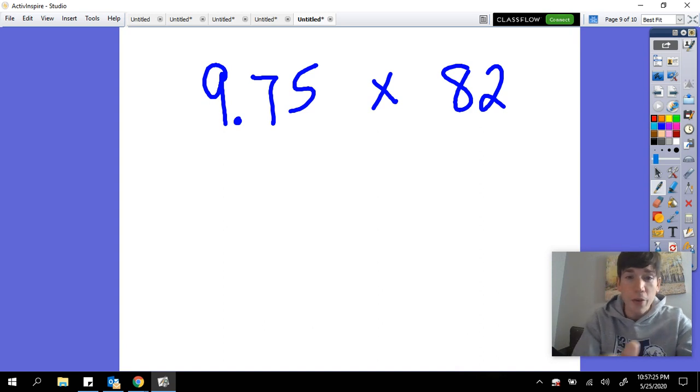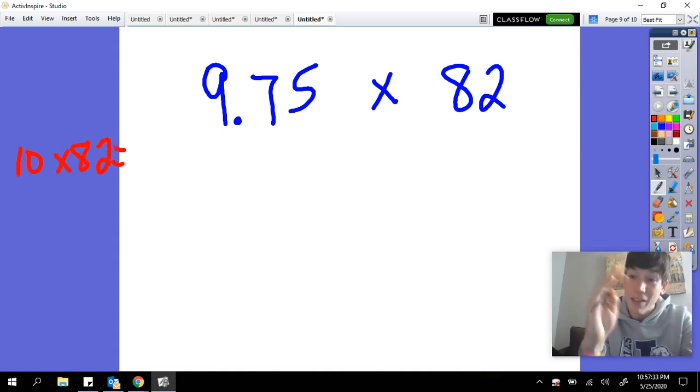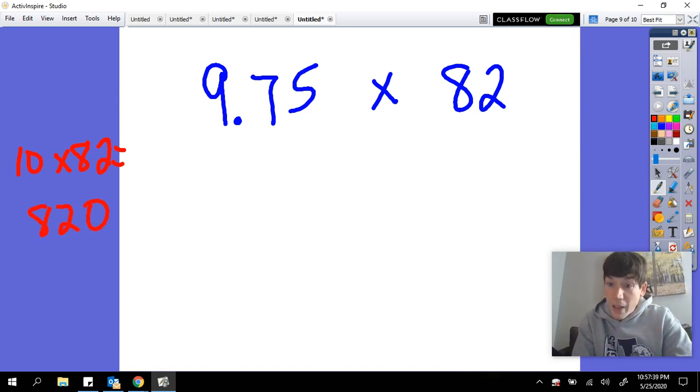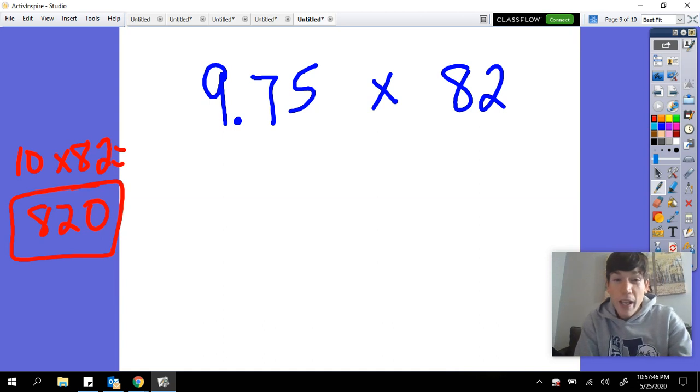So the first thing I'm going to think is, well, 9 and 75 hundredths, that's about 10. So this is kind of like 10 times 82. It's going to be a little less than that because it's 9 and 75 hundredths. And 10 times 82 is going to be 820 if we move that decimal over one time. So I know that my answer is going to be somewhere around 820. And because my number, 9 and 75 hundredths, is smaller than 10, it's going to be smaller than 820. But we know it's going to be somewhere around there.